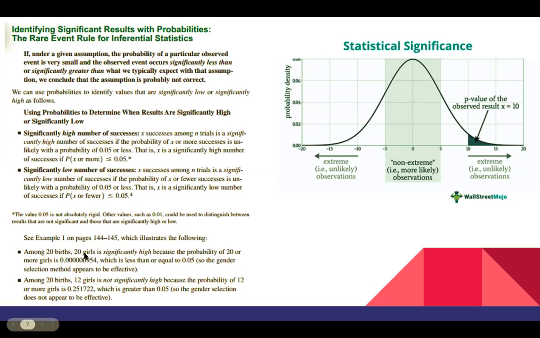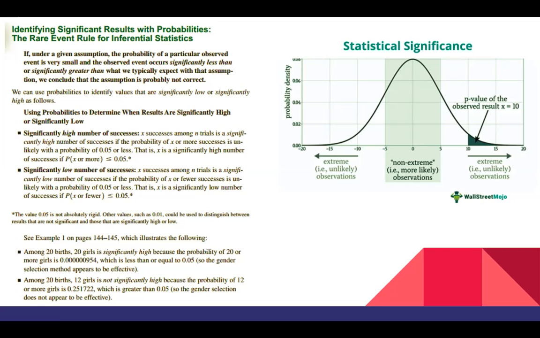Among 20 births, 20 girls is significantly high because the probability of 20 or more girls happening out of 20 births is 0.000954, which is less than or equal to 0.05. If you analyze 20 random births, let's say at a hospital, the probability that 20 of them will be girls is very small, and therefore we can conclude something along the lines that a girl is more likely to occur. We can reject this claim because the probability of this happening is below 0.05.